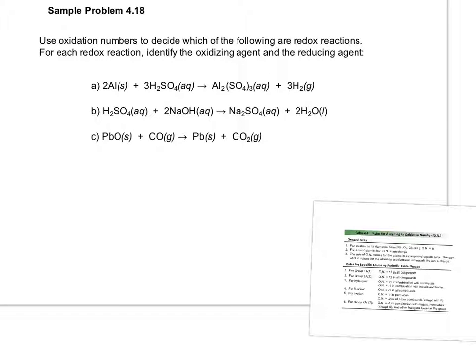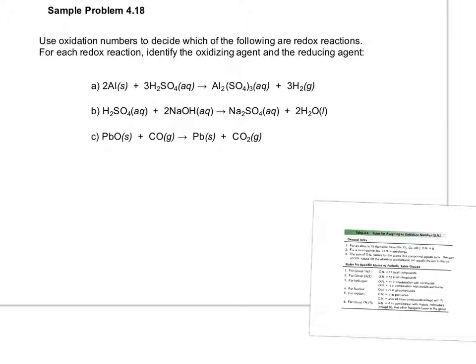All right, sample problem 4.18 says use oxidation numbers to decide whether the following are redox reactions. For each redox reaction, identify the oxidizing agent and the reducing agent. Okay, so let me first explain to you what a redox reaction is.